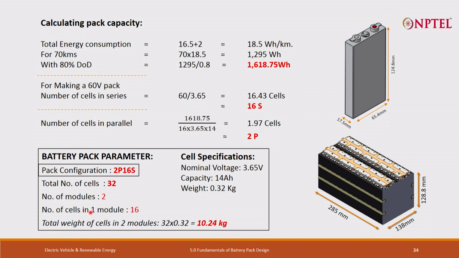Now, total weight of the cells. Since we have now started with the mechanical design, we are now worrying about weight, force, pressure, all those things. Now, the cell specification given here is 3.65 volt, capacity 14 Ah and weight is 0.32 kg. Now, the total weight in both the modules together, that means in the whole battery pack, comes out to be around 10.24 kg. As soon as I start designing, the first thing I have to look at is the weight of the battery pack, and then based upon that we can start looking at what things we require.